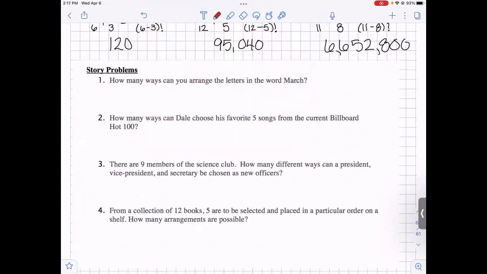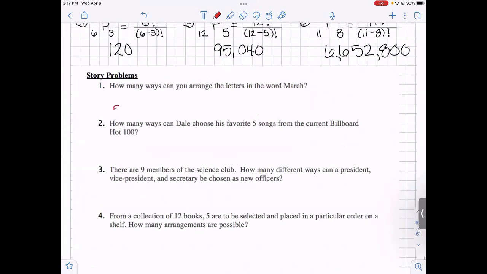This first one. How many ways can you arrange the letters in the word March? How many letters are in March? 5. So we have 5 choices. 5 permutations of, well, we have to use all the letters, right? So how many are we going to choose? 5. So 5 permutations of 5. Do it. What do we get? 120. That's the answer.